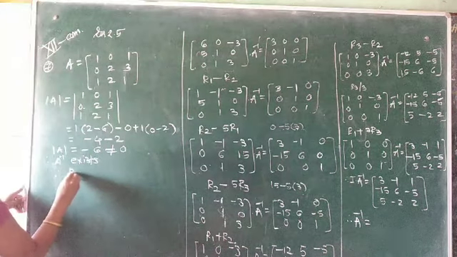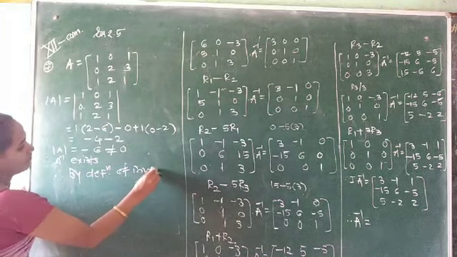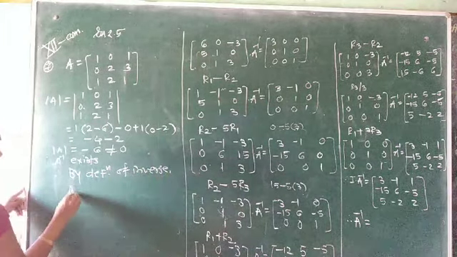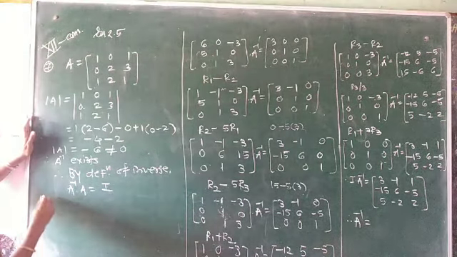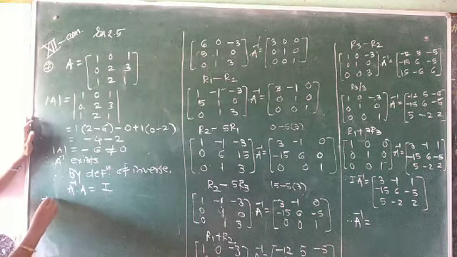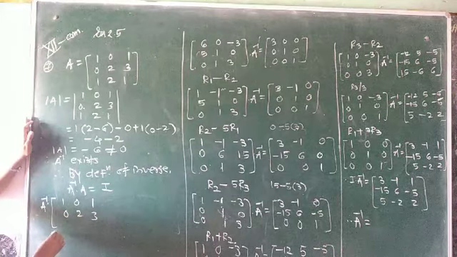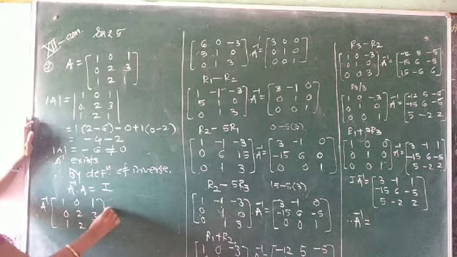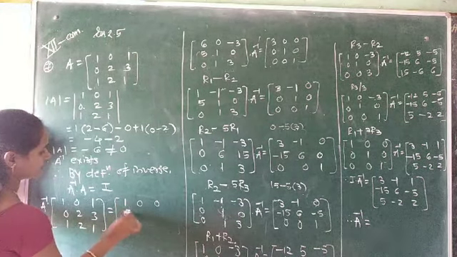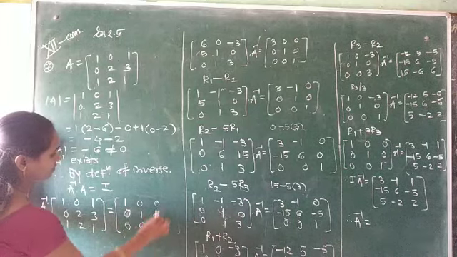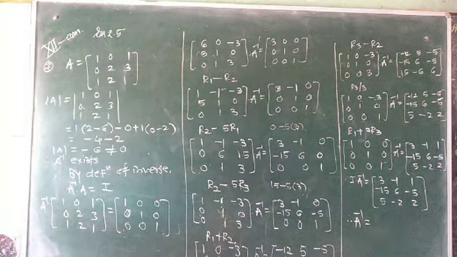So here we write, therefore by definition of inverse, A inverse into A is equal to the identity matrix. So A inverse into A is what? [1 0 1; 0 2 3; 1 2 1] is equal to [1 0 0; 0 1 0; 0 0 1]. So first here we are going to use the column transformation method.